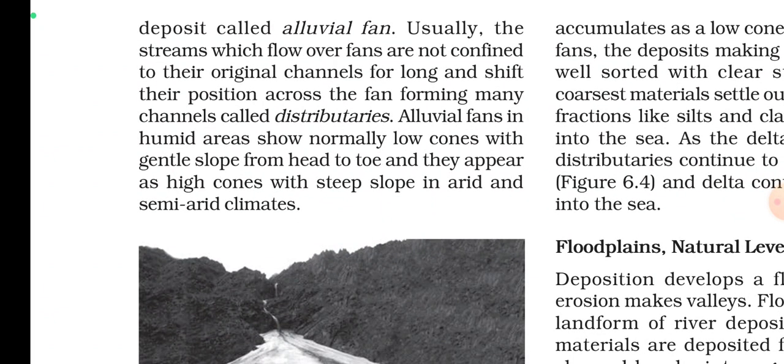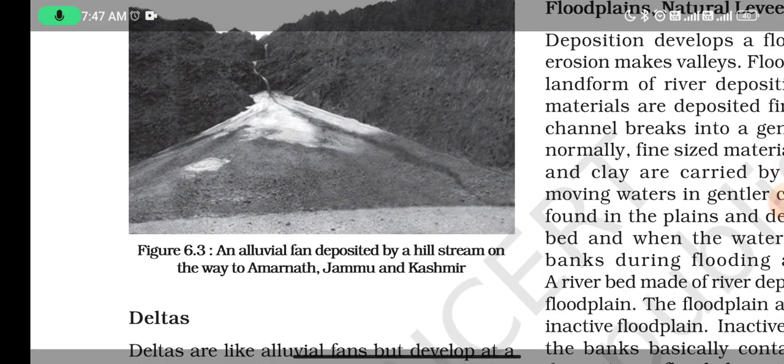Usually the streams which flow over fans are not confined to their original channels for long and shift their position across the fans, forming many channels called distributaries. Alluvial fans in humid areas show normally low cones with gentle slope from head to toe, and they appear as high cones with steep slope in arid and semi-arid climate.